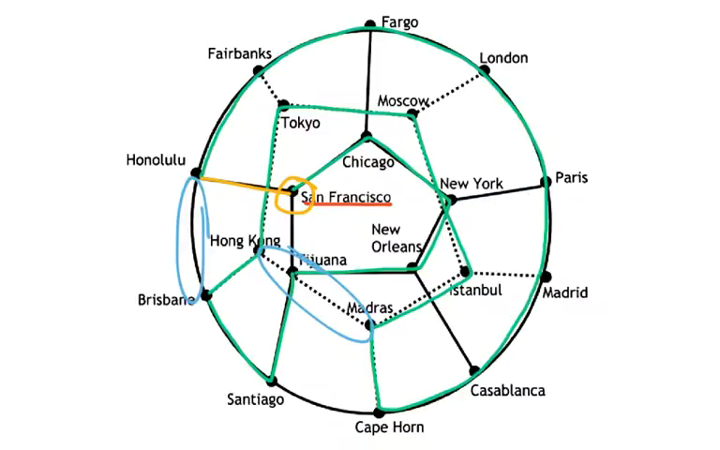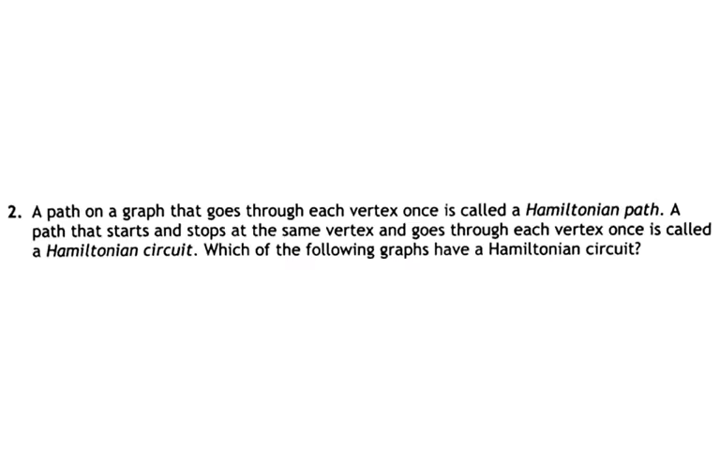From this point on, when we talk about Hamiltonian circuits versus Euler circuits, you need to know the distinguishing factors between the two very well: Euler circuits deal with edges and Hamiltonians deal with vertices. So here we see that definition: a path on a graph that goes through each vertex once is called a Hamiltonian path.